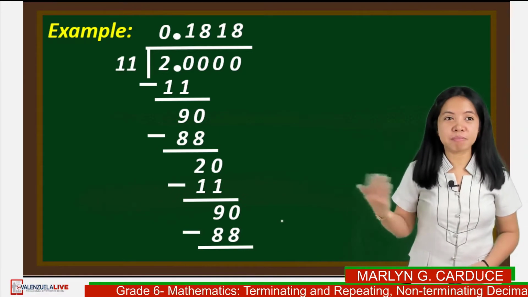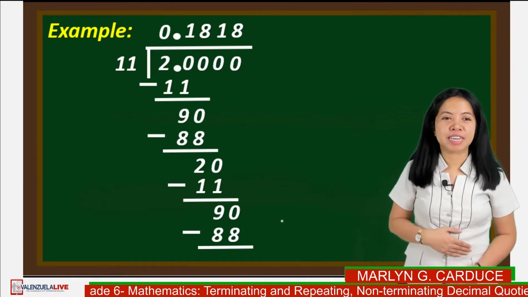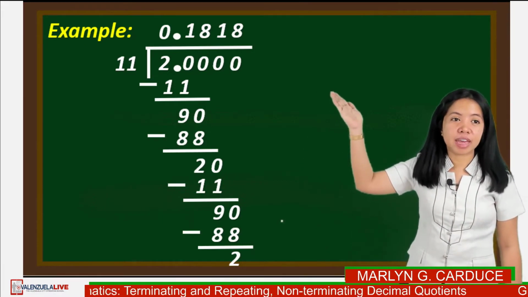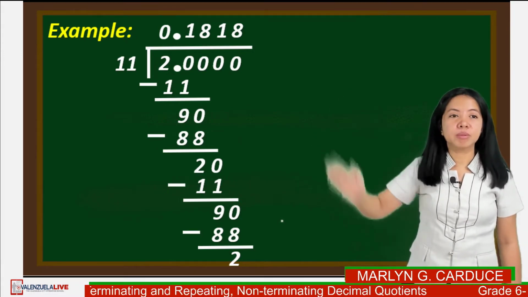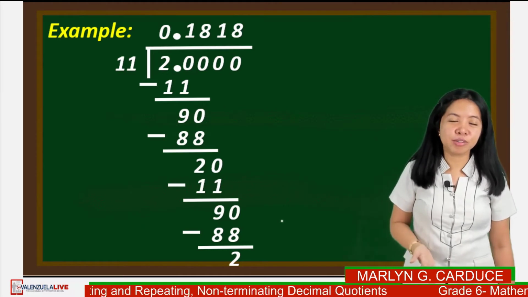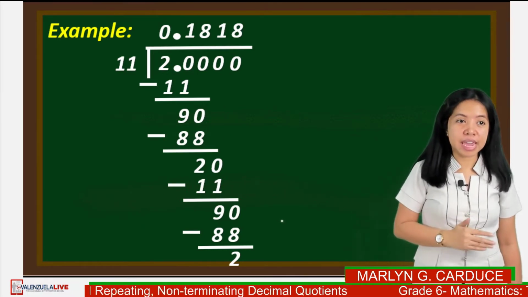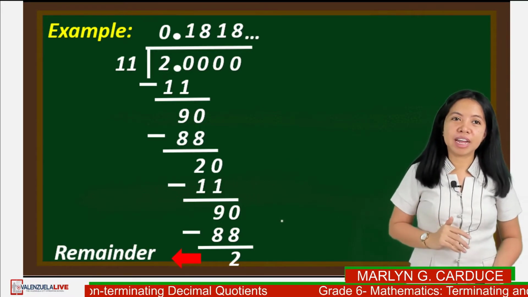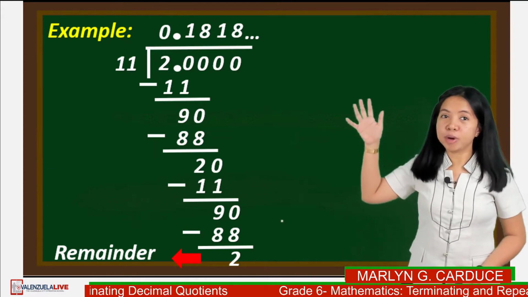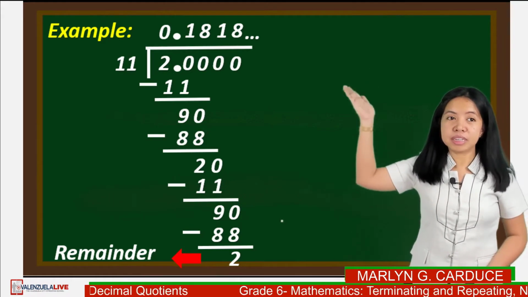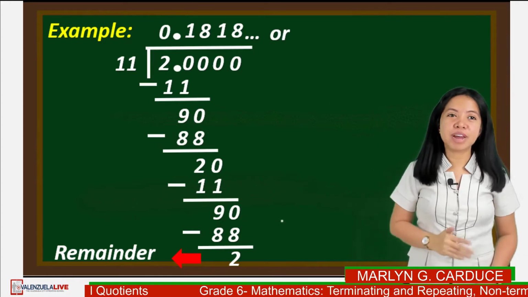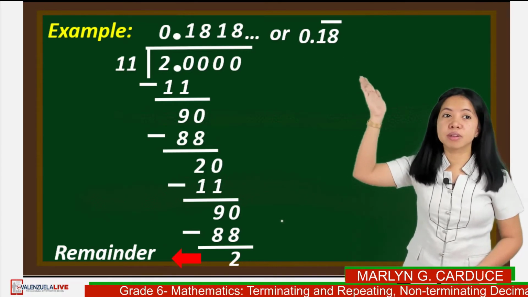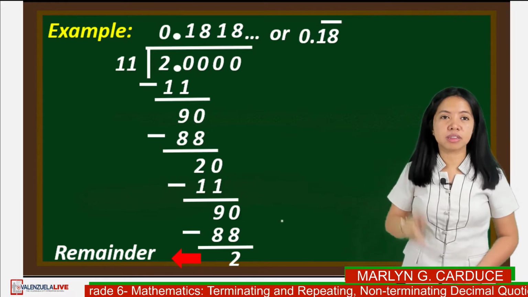So, can you observe a pattern here in our solution? Okay, very good. As we write 0 in the dividend, our quotient will always be 1 or 8. So, we will just leave it here. So, we will write now our quotient as 0.1818, with an ellipsis or 3 dots, or we will write it as 0.18 with the bar above 18, since 1 and 8 are the 2 digits that are being repeated.